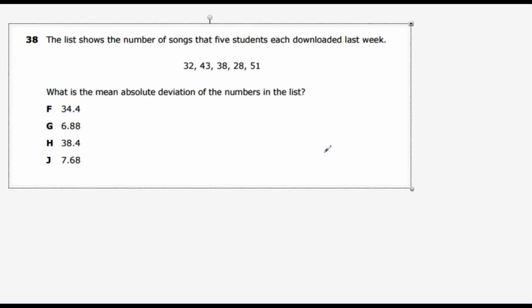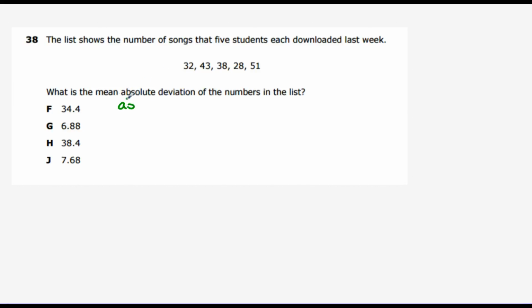Alright, 38. What's the mean absolute deviation? Okay, so mean absolute deviation is just the... I don't know where I'm going with that. It's the, just reading, mean absolute deviation means average distance from the mean. Okay, this is a 3-step process.